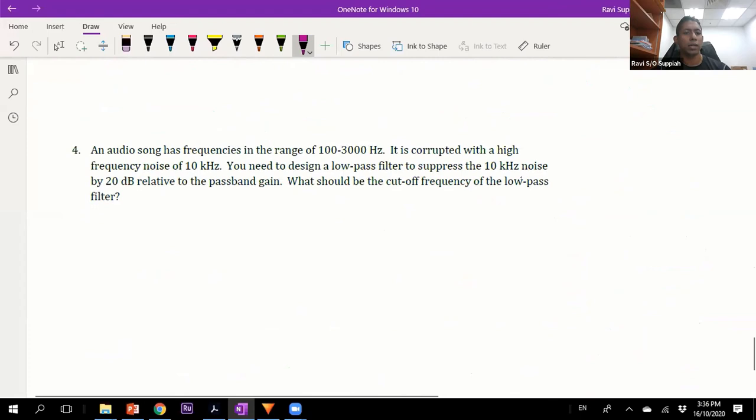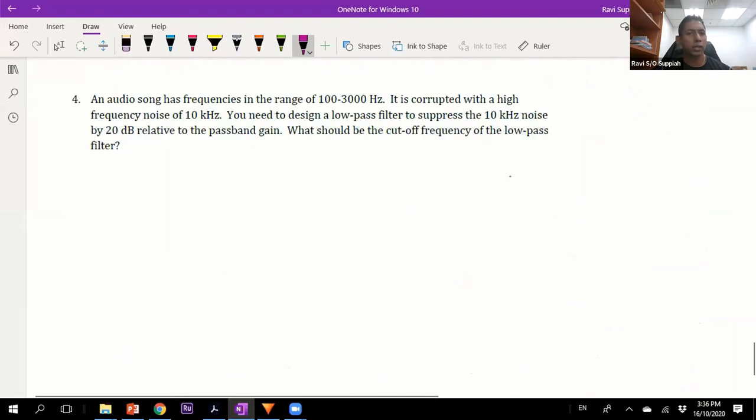Okay, so let me go on to the last question here. This question has quite a few things. The first thing is an audio. We are given that the audio song has frequencies in the range of 100 to 3000 hertz. It is corrupted with a high frequency noise of 10 kilohertz. So let's first look at the signal. How is the signal going to be?